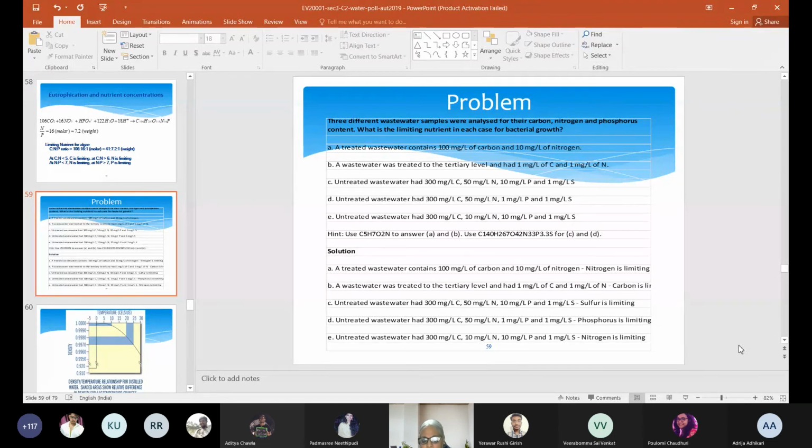And there will be a lot of numerical. I think your JE also has the same format, right? So it'll be numericals with MCQs.